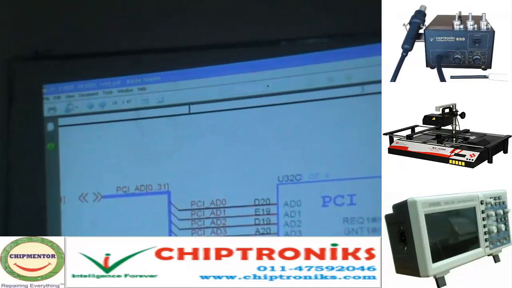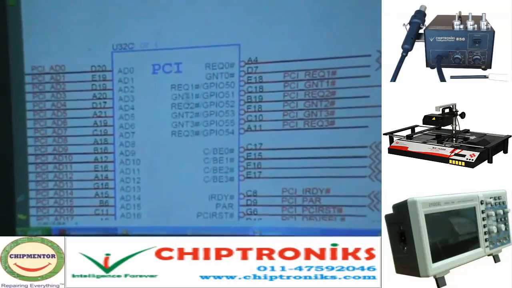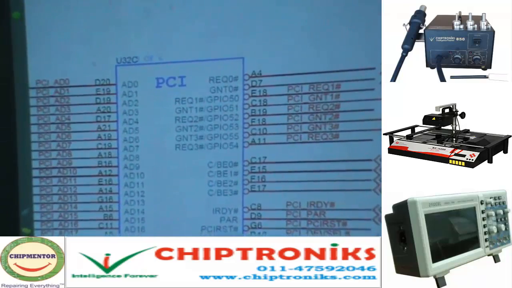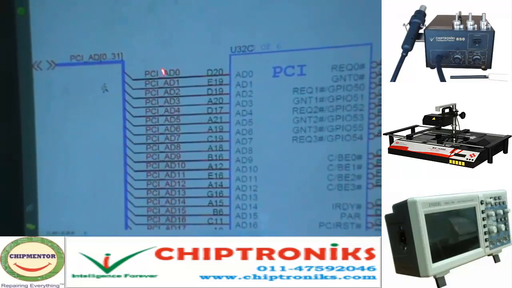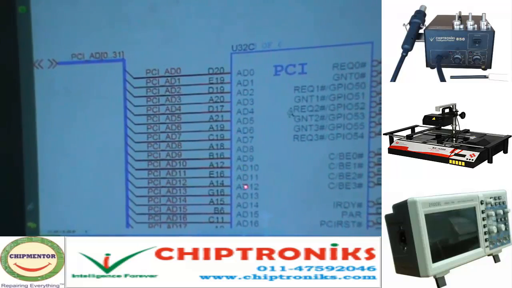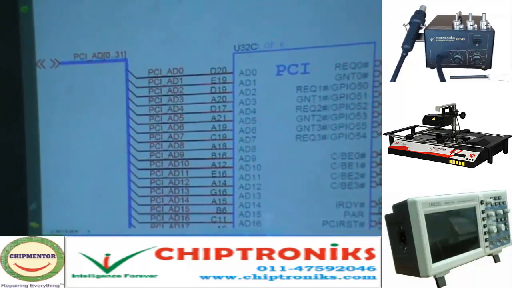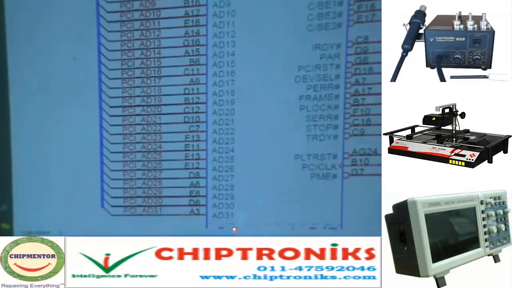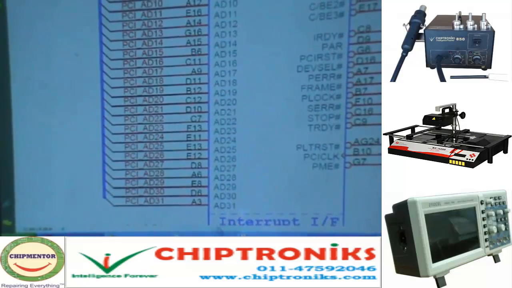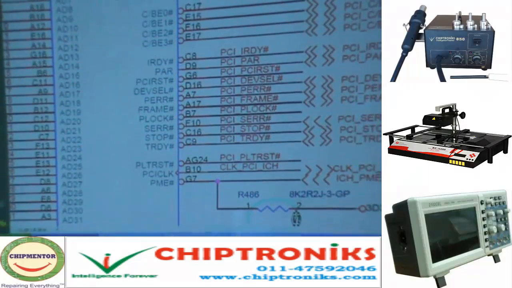Page number 18. This is U32. Here the important part represents the PCI connections. This part represents the PCI connection from AD0 to AD31.